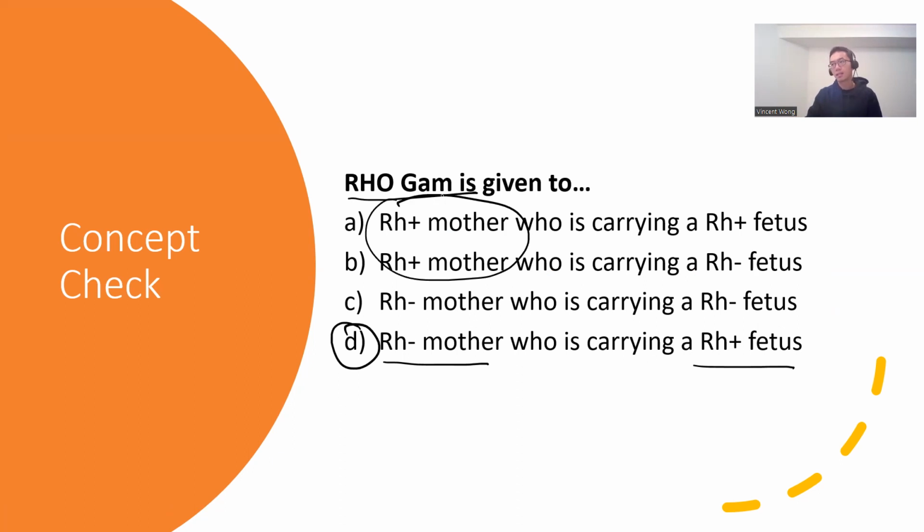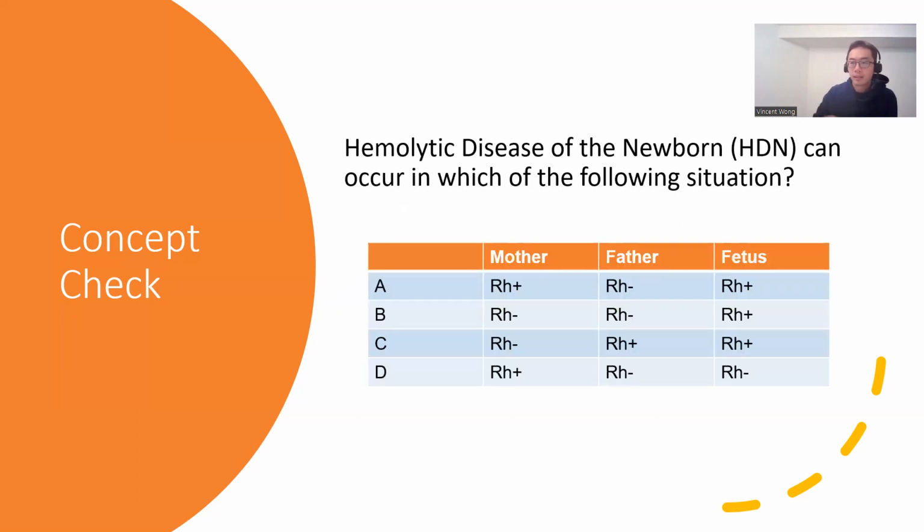Why is that? It will attack mother cells. That's right. All the mother cells are Rh positive. You give a shot of ROGAM, it's going to start causing hemolysis in the mother. That's a very dangerous thing to do. Next one.